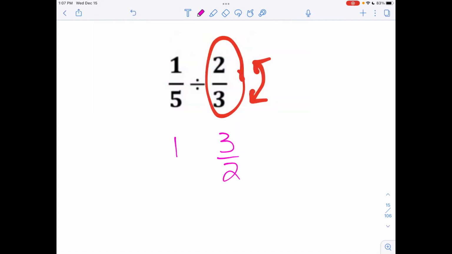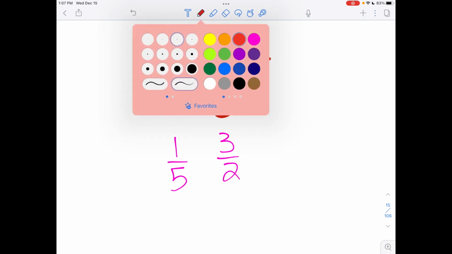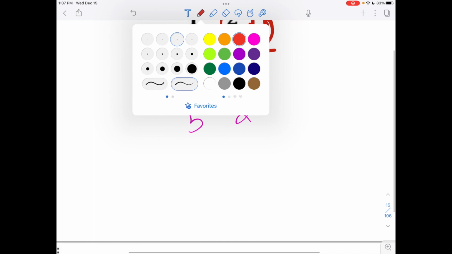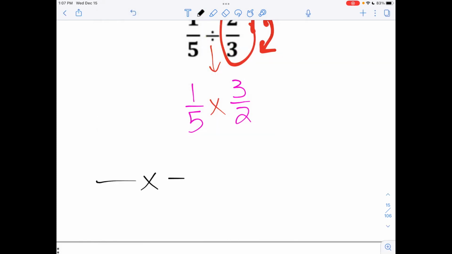And then everything else, 1/5, stays in the same order, but that divide by changes to a times. So instead of 1/5 divided by 2/3, an equivalent statement is 1/5 times 3/2. Then I'm going to just write it like we've been practicing.